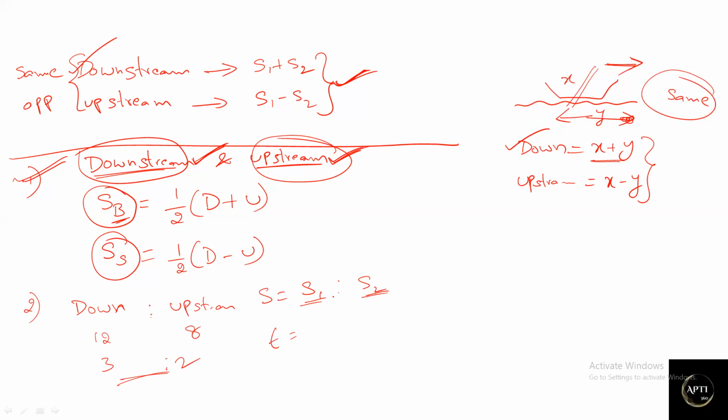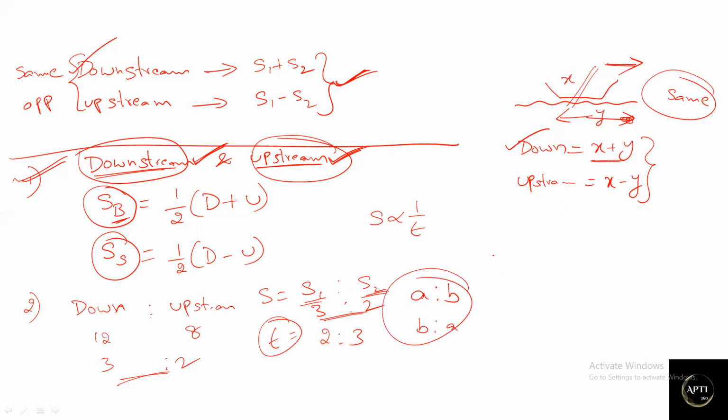S1 is to S2, suppose it is 3 is to 2. If 3 is to 2 is the ratio of downstream and upstream speeds, then what can be the time? We already discussed in the previous video, speed is inversely proportional to time, correct? Now when the speed ratio is 3 is to 2, the time ratio will become 2 is to 3, correct? Okay, so this is how we can convert.